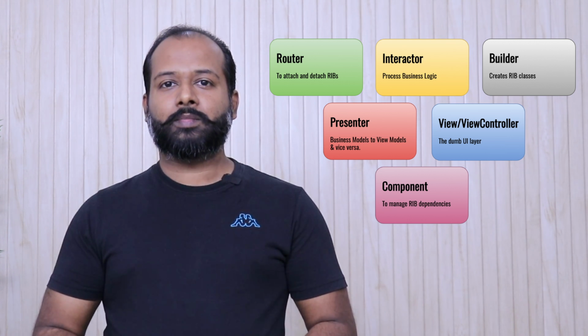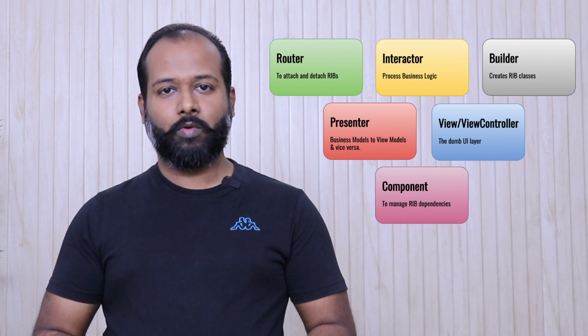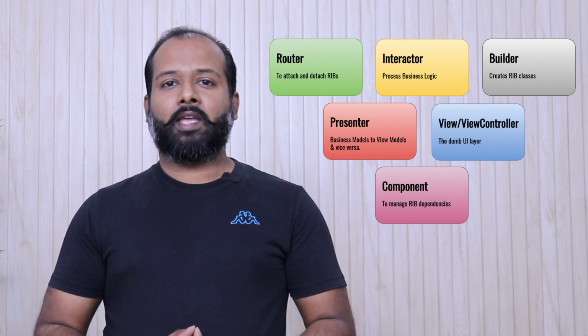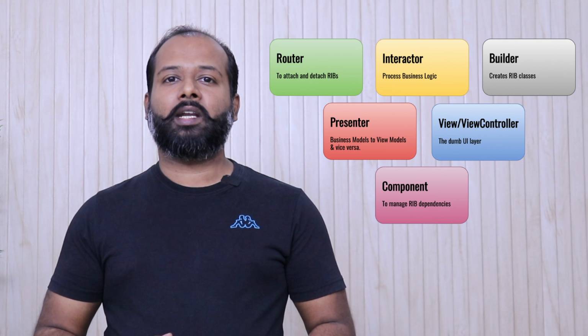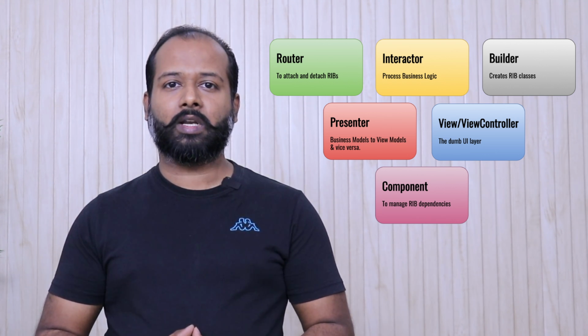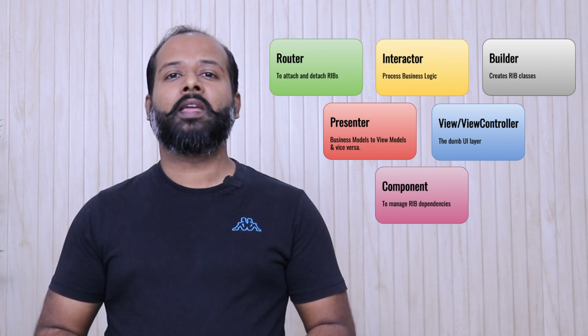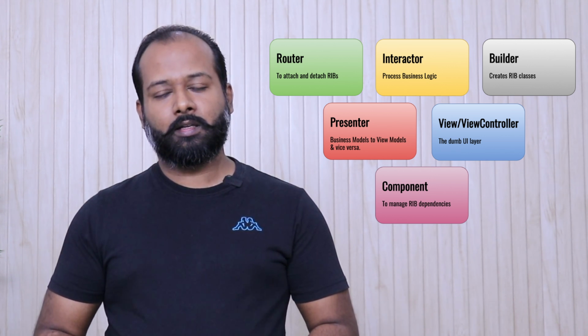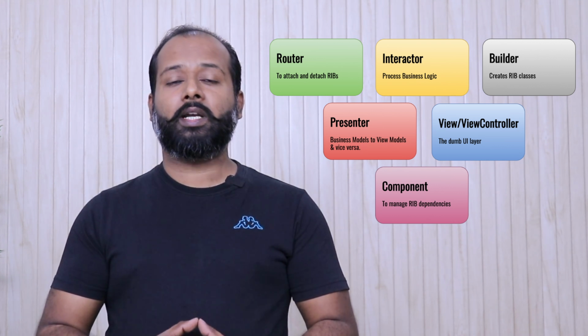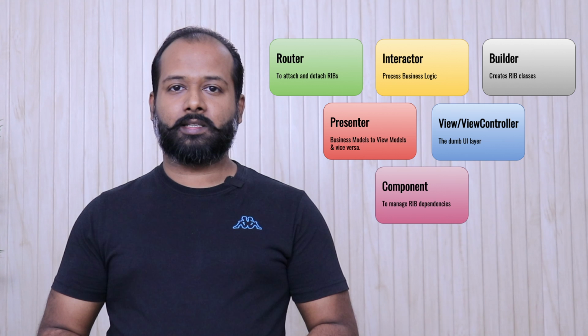After that comes the view controller. The view controller is nothing but a dumb UI view, and we don't write any business logic processing in the view layer. It is completely responsible for the creation of the view and displaying the data for you. The last part is the component. The component is completely responsible for supplying all the dependencies for your RIBs classes.